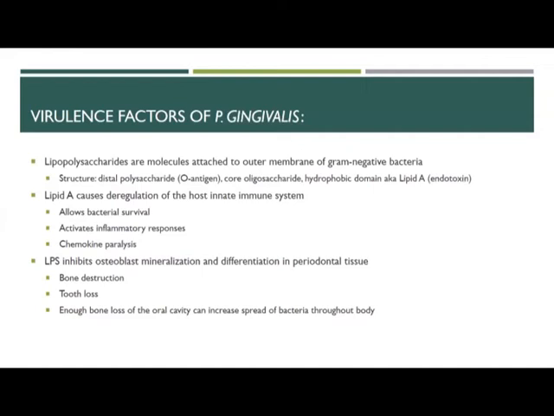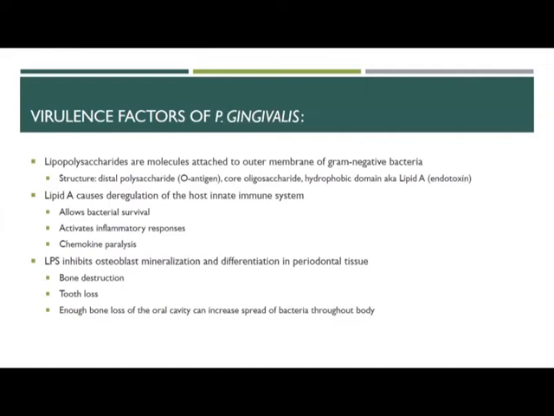Lipid A is also going to activate the inflammatory responses, and that's really important for P. gingivalis. So a lot of problems are going to occur when it starts to infect the whole body and cause other issues, because a hyperinflammatory response is occurring and P. gingivalis is controlling that, not the body.